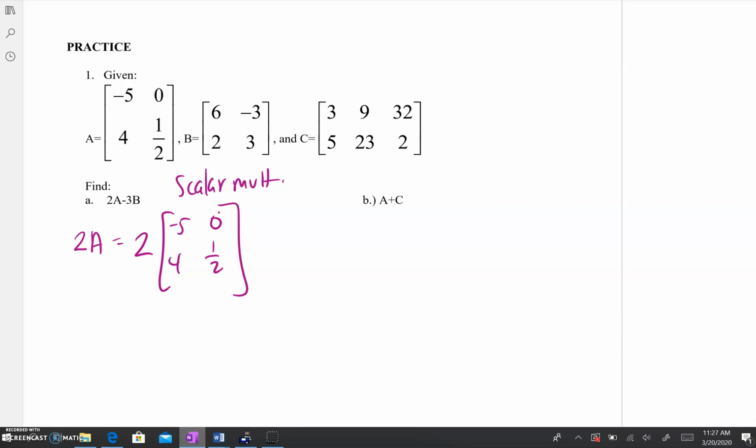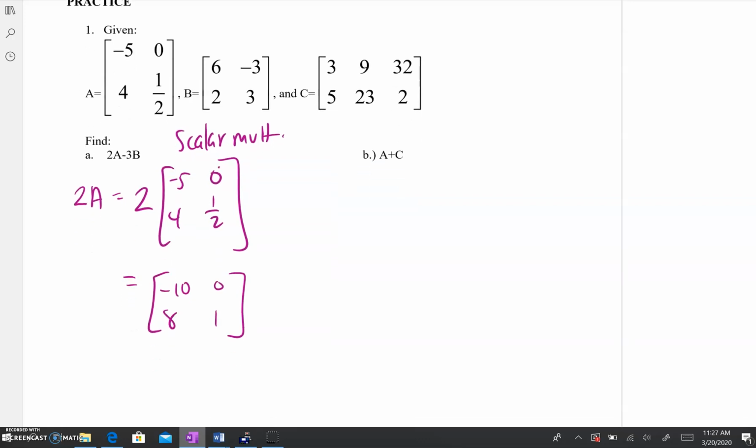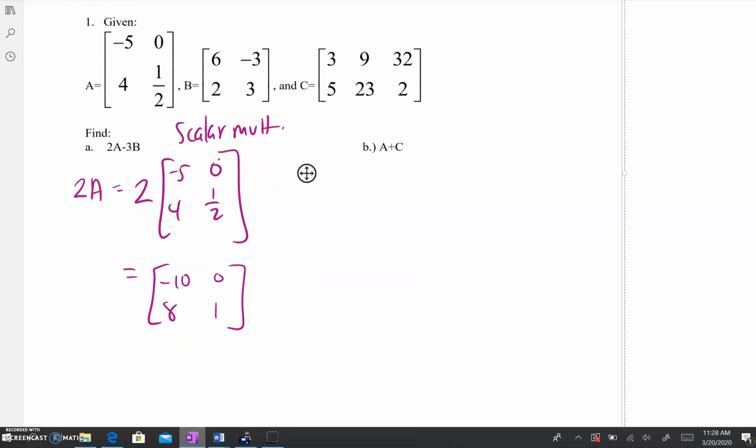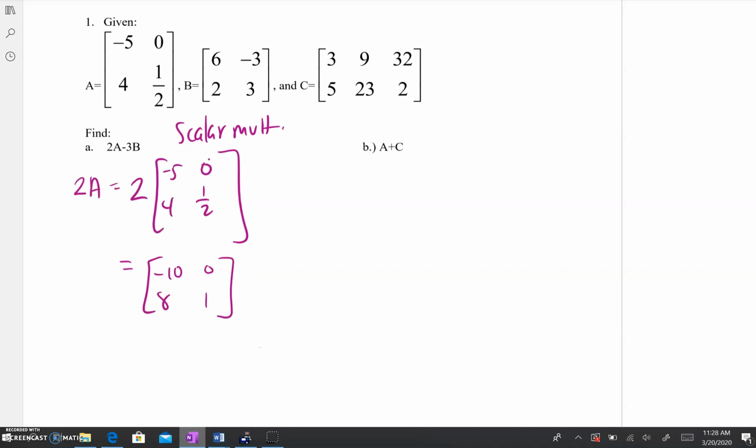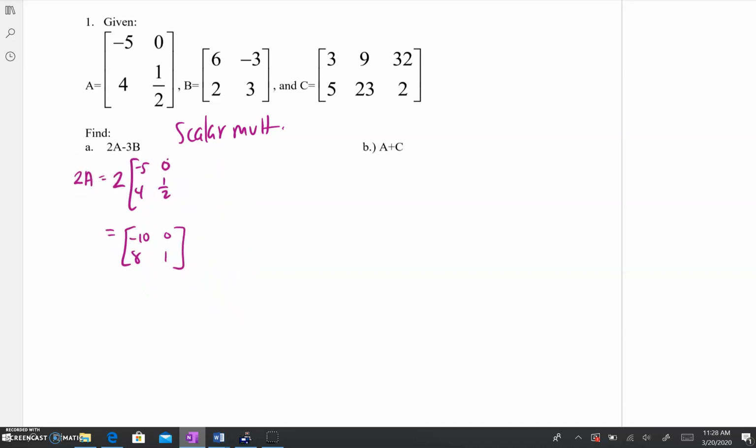That's good, guys. So I'm going to scale it up and make everything doubled. 0, 8, 1. And then I have to do 3B. So I'm also going to do 3 times B. I'm just going to make this a little bit smaller so that I've got a little bit more space. So then I have to do 3 times B, which is going to be 3 outside of the matrix. So it looks like it's going to be 18, negative 9, 6, and 9.